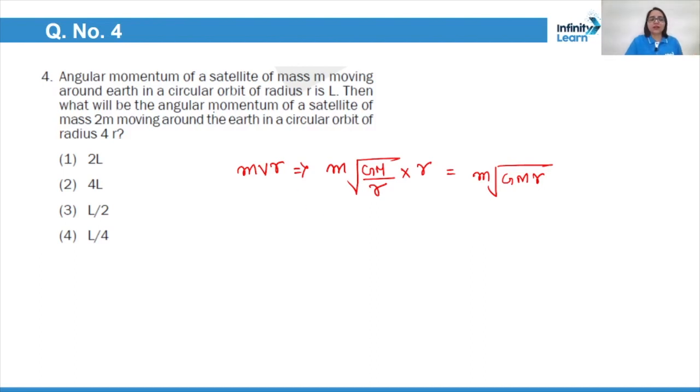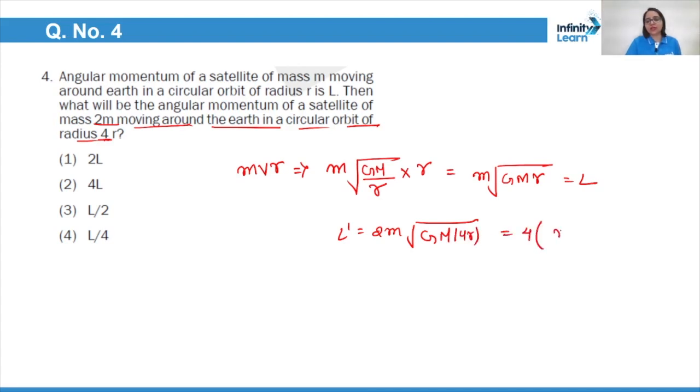Fine. Then what will be the angular momentum of the satellite of mass 2m moving around the earth in a circular orbit of radius 4r? So L dash will be 2m under root GM into 4r. So it will be 4 times m under root GMr. So this value is the previous angular momentum. So L dash will be 4L. So correct answer is option 2.